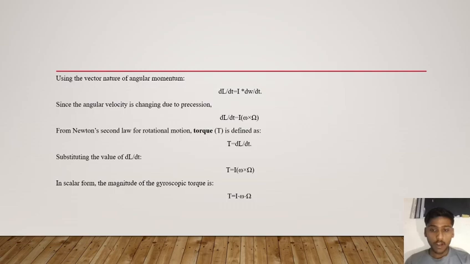Now the magnitude of the torque, in the dot product vector form, is T is equal to I into W into omega. This tells us how much torque is generated during precession, which is indirectly useful for designing anything that spins and changes direction.